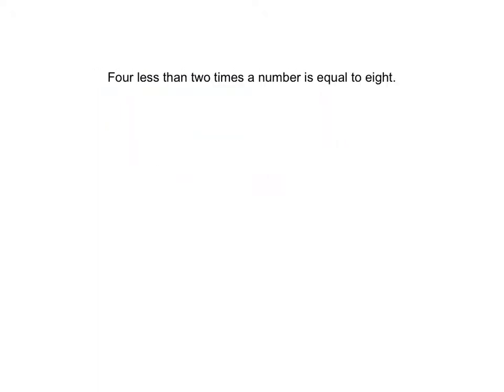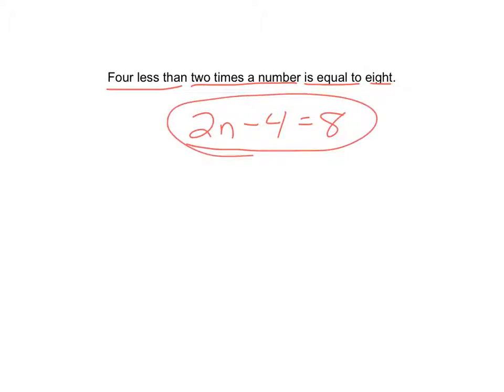Now we have 4 less than 2 times a number is equal to 8. Okay, so here we have the 2 times a number, so I'm going to put 2n right there. Then we've got 4 less than that. So 4 less means we're going to subtract 4. So 2n minus 4 is equal to, means equals, then the 8. So 4 less than 2 times a number is equal to 8 is 2n minus 4 equals 8.